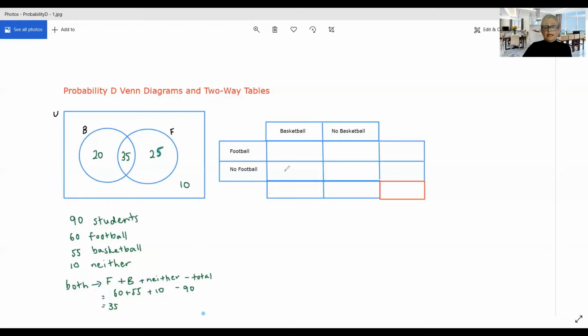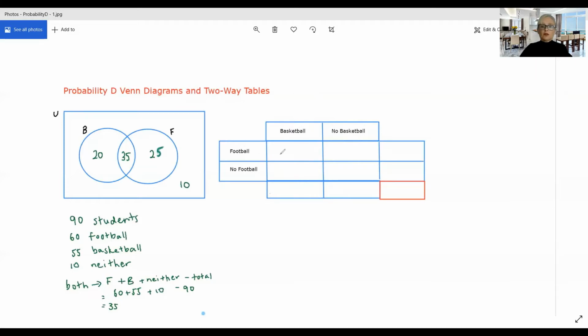Now, another fantastic way to represent this information is in what's called a two-way table. You put one of your categories along here, and you're either in that category or not in that category, so basketball or not basketball, and your other category goes here, so either football or not football. Let me help you understand how this table works and show you how to fill in the information.